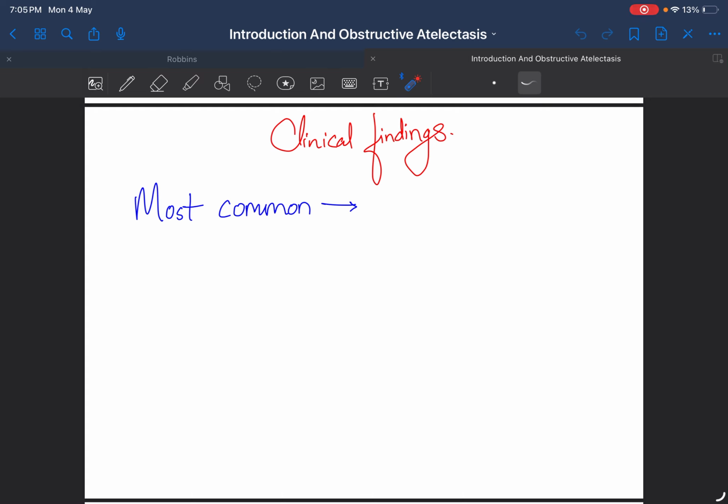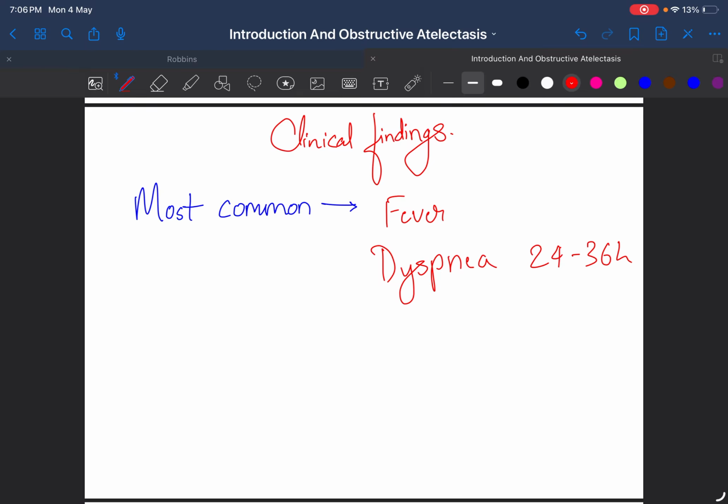Now we'll talk about the common findings seen in this. The most common things that we find here are fever, which is not related to infection. Then we have dyspnea, which is difficulty with breathing, within the first 24 to 36 hours after surgery. Absence of breath sounds can be seen, and also dullness to percussion.